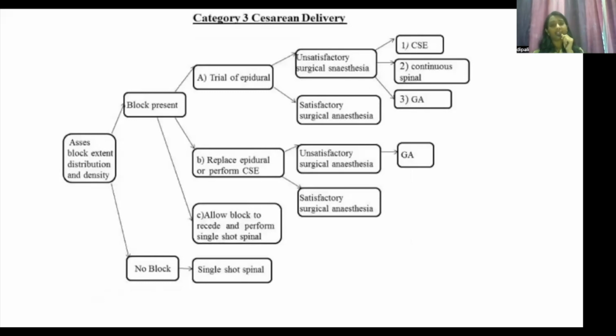In category 3, we have sufficient time to assess the block. We can either replace the epidural if it is not working, or give a combined spinal epidural. If there is no block at all, we can go for a single shot spinal.